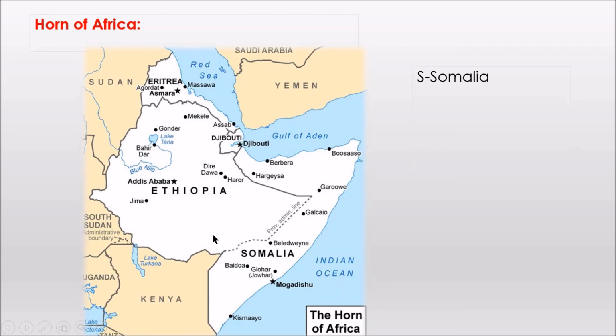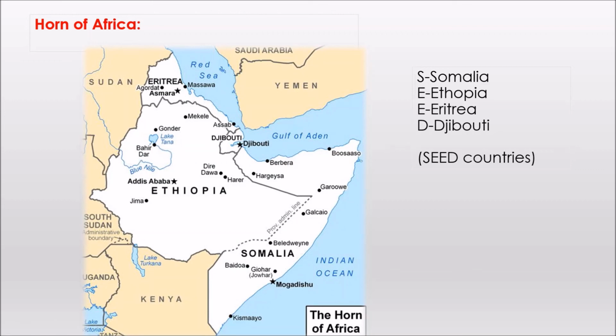Somalia, right here. Ethiopia, here. Eritrea, over here. And Djibouti. So as you can see, this is a trick to remember. That is, these are the four countries which form the Horn of Africa.